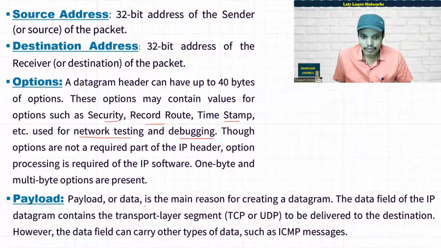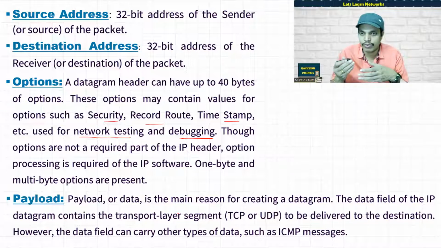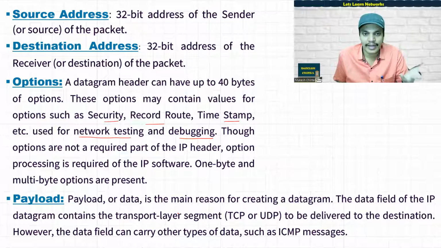Finally, you have the payload or data, which is the main reason for creating a datagram. The data field of the IP datagram contains the segment passed on from the transport layer. And of course, it might not be a transport layer. Sometimes you might have an ICMP packet, which is encapsulated within an IP packet also. If you are sending an error message, the ICMP message is also included in your IP packet. It can also be encapsulated.